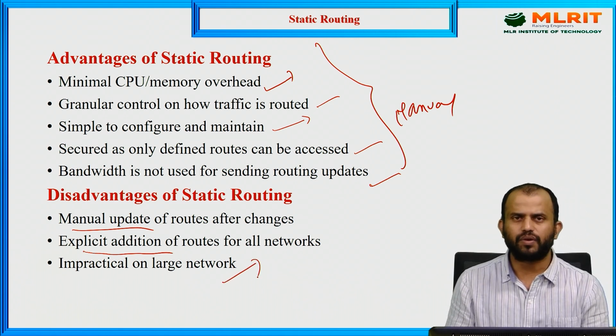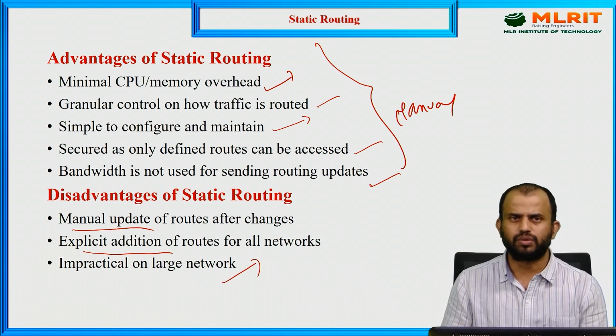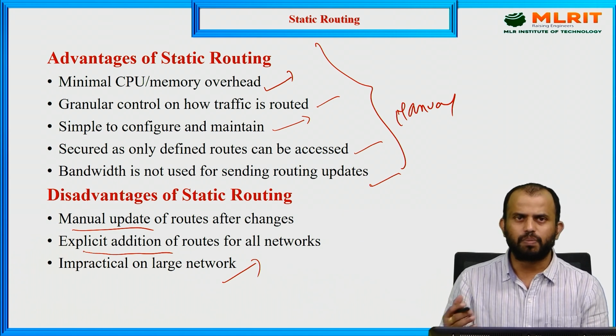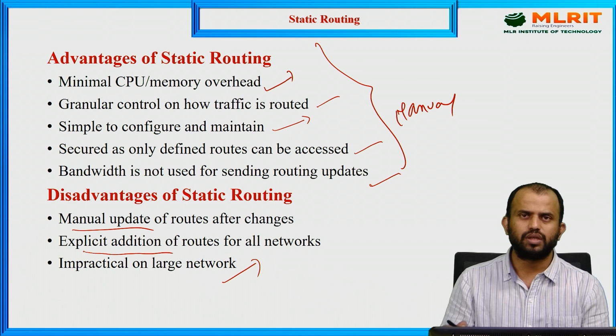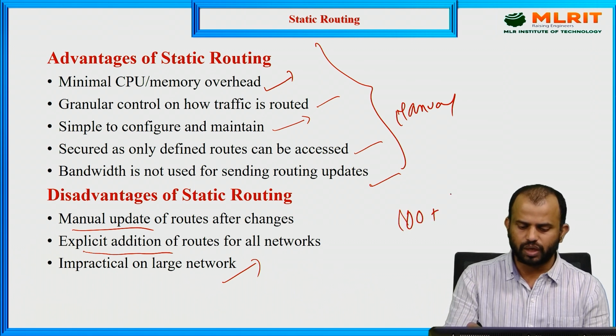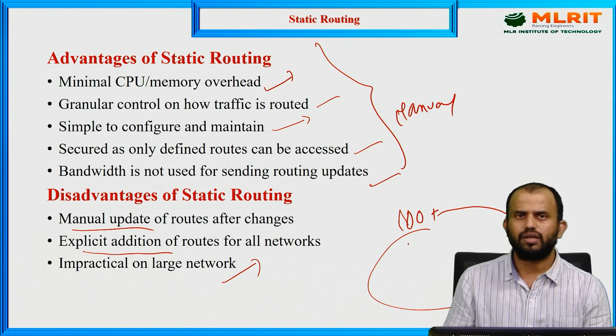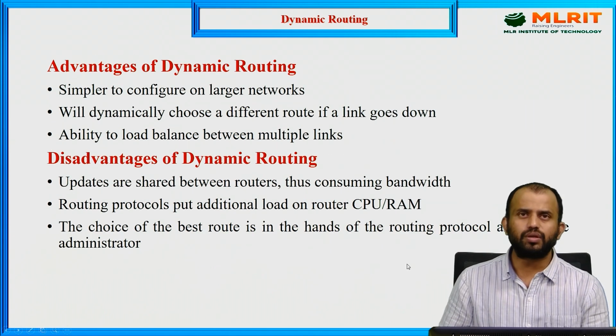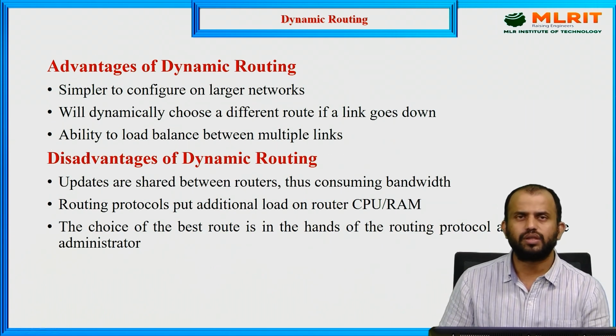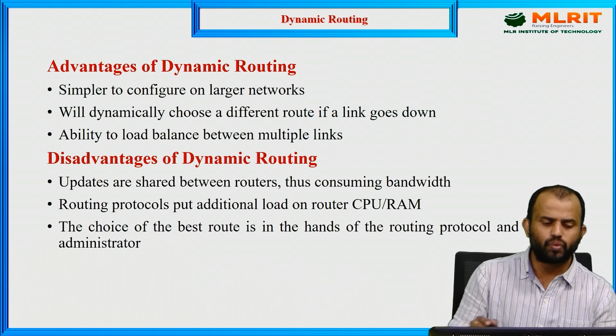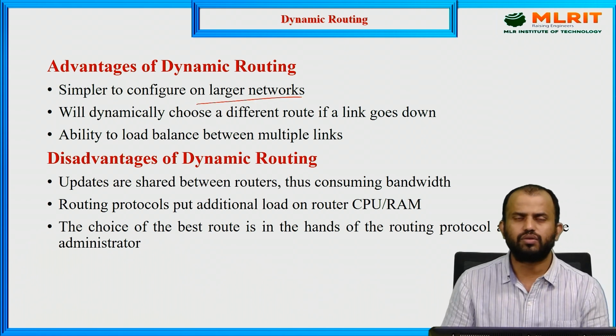This is practical for a minimum network usage, where 10 plus routers can be used. But with more than 10 plus or 100 plus routers, it is very difficult, because if you have 100 plus routers, you would have to develop a large network architecture. That is difficult. To overcome those kinds of scenarios, we go for dynamic routing. Dynamic routing is very simple to configure in a large network.